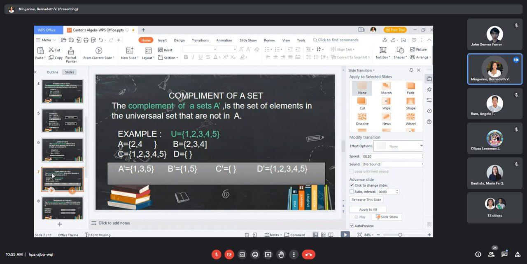Kapag sinabing universal set, siya yung kabuuan. Kapag tinatanong, what is complement of set A? Ano ang wala sa set A pero nasa universal set? Example, A is equal to 2, 4. B is 2, 3, 4. C is 1, 2, 3, 4, 5. D is equal to empty set.